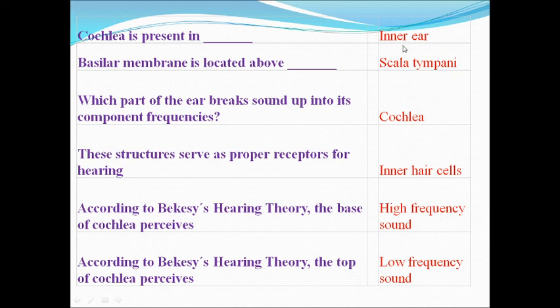Okay, now about the cochlea: where is it present? Cochlea is present in the inner ear. The word cochlea is derived from the Greek word, which means snail. The portion of the inner ear that looks like a snail shell is referred to as the cochlea.